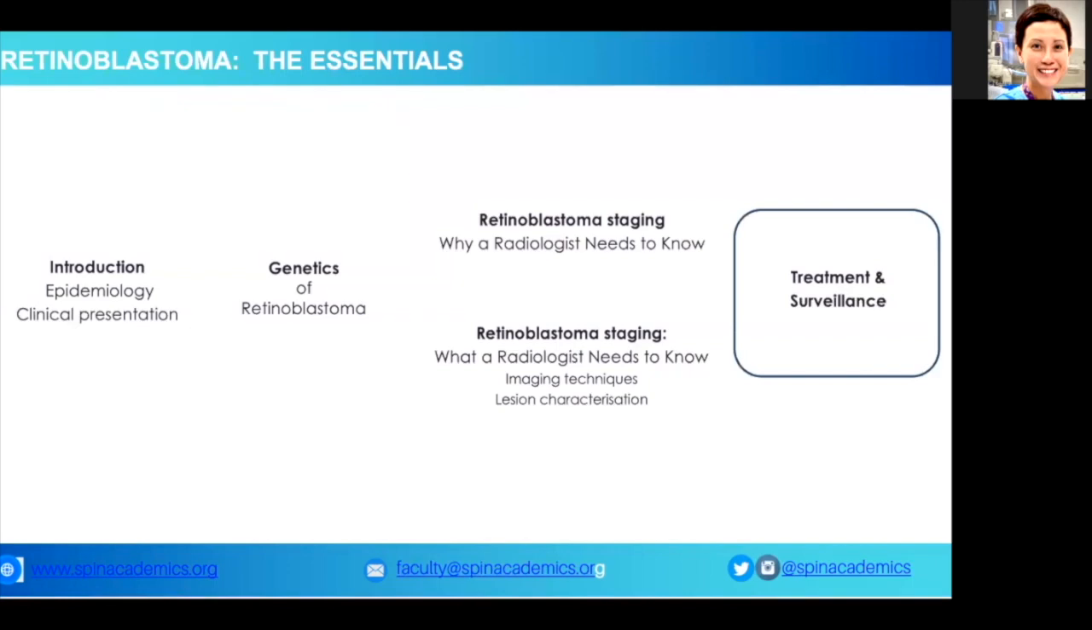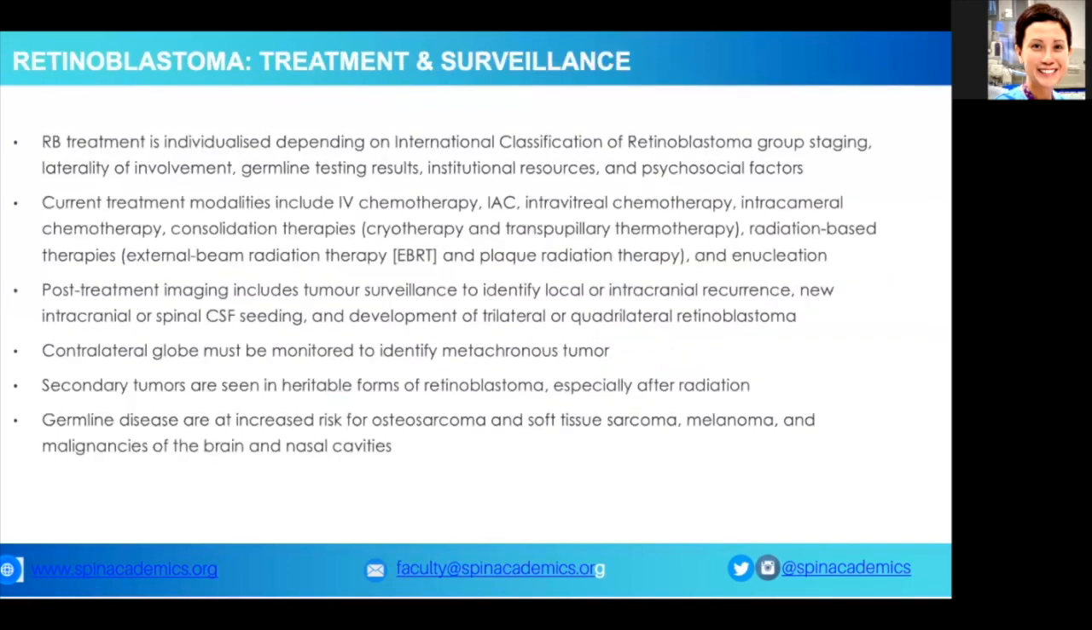Now, lastly, treatment and surveillance. RB treatment is individualized depending on the IC-RB group staging, laterality of the involvement, germline testing results, institutional resources, and psychosocial factors. Current treatment modalities include intravenous chemotherapy, intraarterial chemotherapy, intravitreal chemotherapy, intracameral chemotherapy, consolidation chemotherapy with cryotherapy and transpupillary thermotherapy, radiation-based therapies, and enucleation.